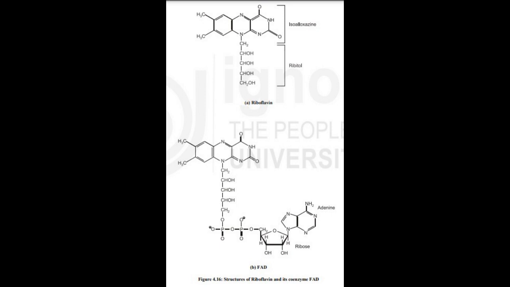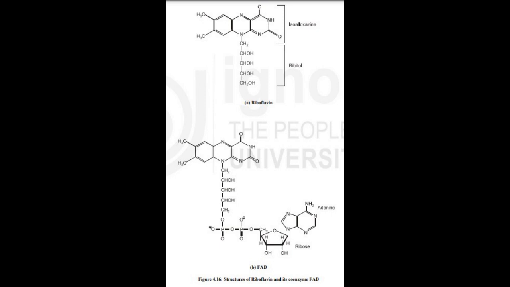FMN is the active component of riboflavin and is formed by the addition of a phosphate group, and FAD is formed by the combination of FMN with one molecule of adenosine triphosphate, ATP. Both FMN and FAD are involved in many oxidation-reduction reactions. Enzymes that require the presence of FMN for their catalytic activity include glycolic acid oxidase, L-amino oxidase, etc. FAD-containing enzymes are succinate dehydrogenase, D-amino oxidase, etc. Figure 4.16, structures of riboflavin and its coenzyme FAD.